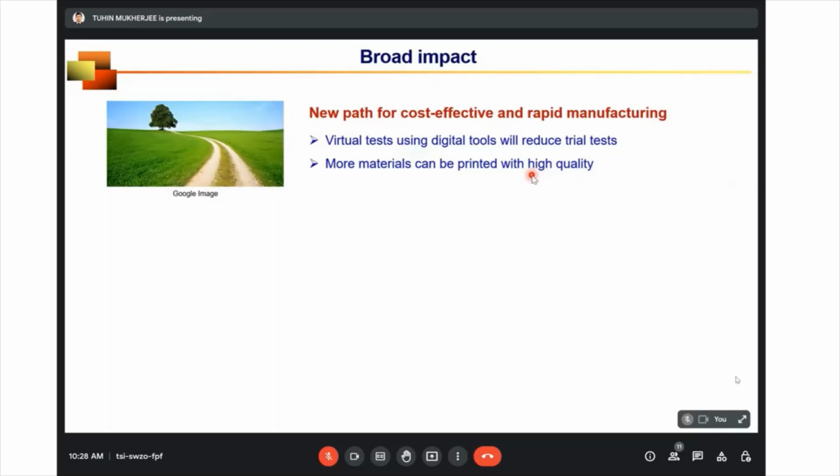So what is the broad impact of all of these? Mostly, it will give us a new path for cost-effective and rapid manufacturing. Today we are doing additive manufacturing, but down the line, after 20, 30 years, the use of digital tools can help us with rapid development of new manufacturing processes. That would be very different from traditional manufacturing processes like welding or casting that were developed mostly by experimental trial and error. But new manufacturing processes are expensive, so we do not have the luxury of trial and error. In those cases, virtual testing using digital tools is the future.